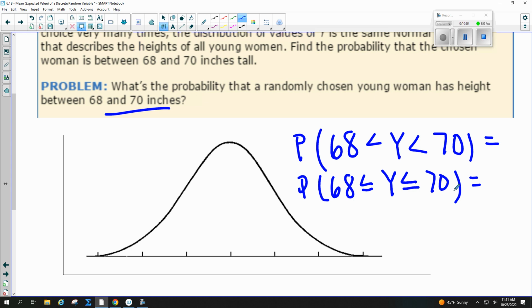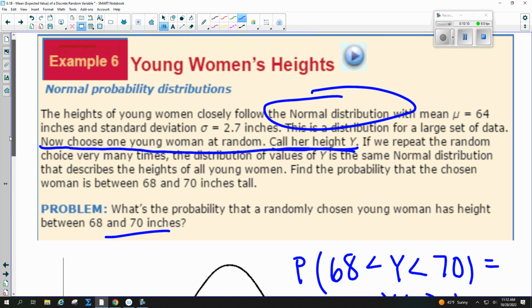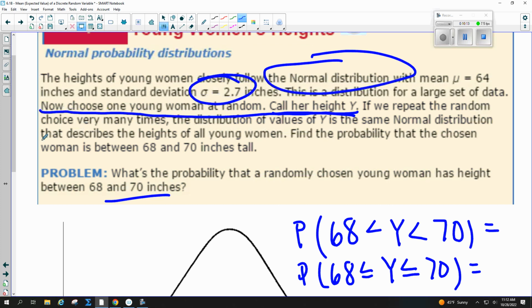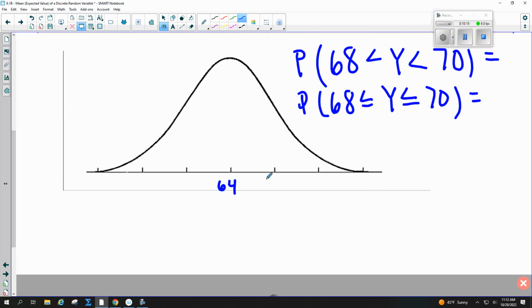Anyways, it says that the average height of these lovely young women is 64, and 2.7 is the standard deviation. In case you forgot, you add that 2.7 three times, and you could subtract it three times. You remember that? Then we're just going to shade 68 to 70. I'll pretend it's there to there. So that's the area under the curve.